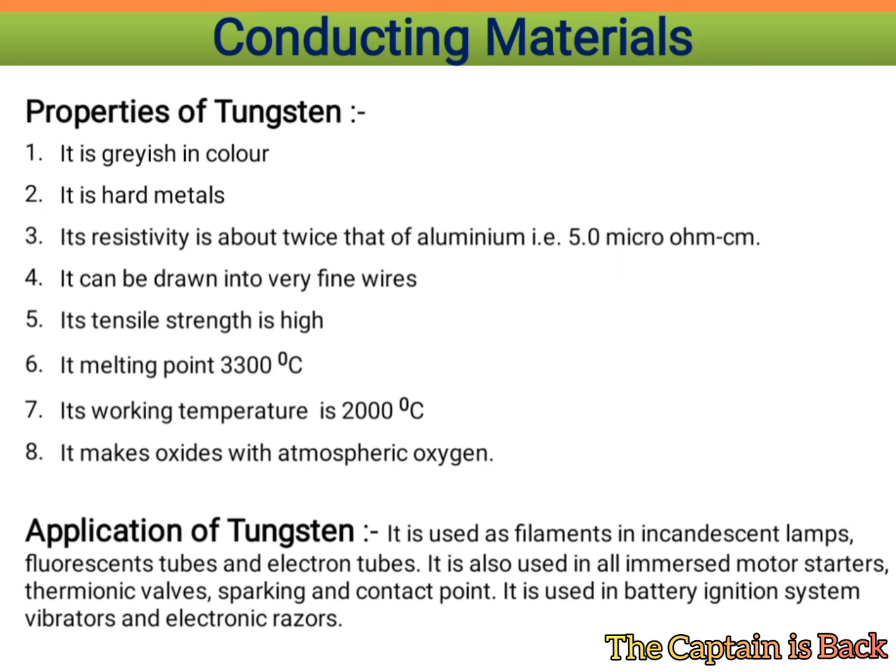Applications of tungsten. It is used as a filament in incandescent lamps, fluorescent tubes, and electron tubes. It is also used in automobile motor starters, thermionic valves, sparking and contact points. It is used in battery ignition systems, vibrators, and electric razors.